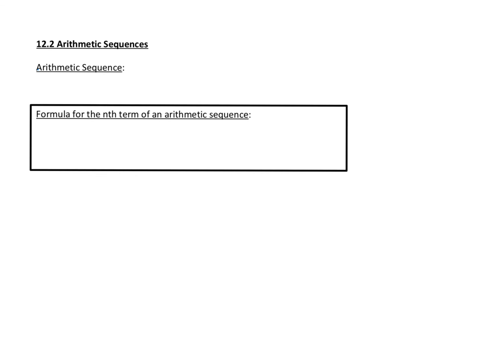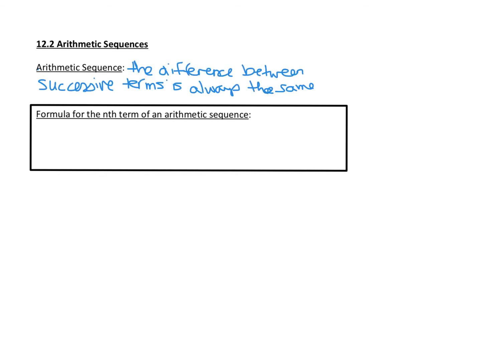So far we've talked in general about sequences. I now want to be a little bit more specific and talk about what are called arithmetic sequences. In an arithmetic sequence, the difference between successive terms is always the same. That definition might be a little confusing, so I'll give some examples.